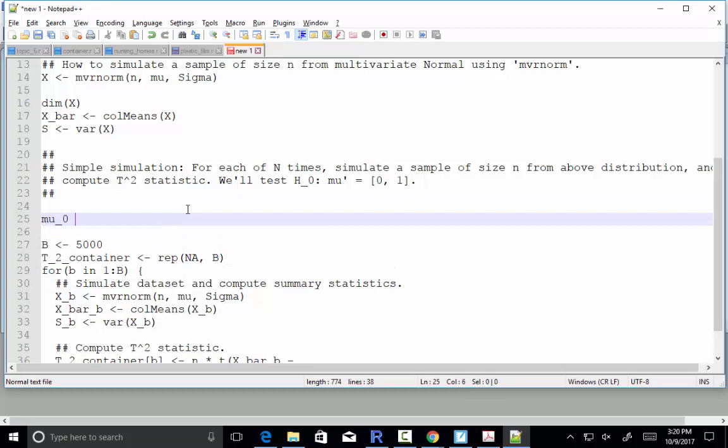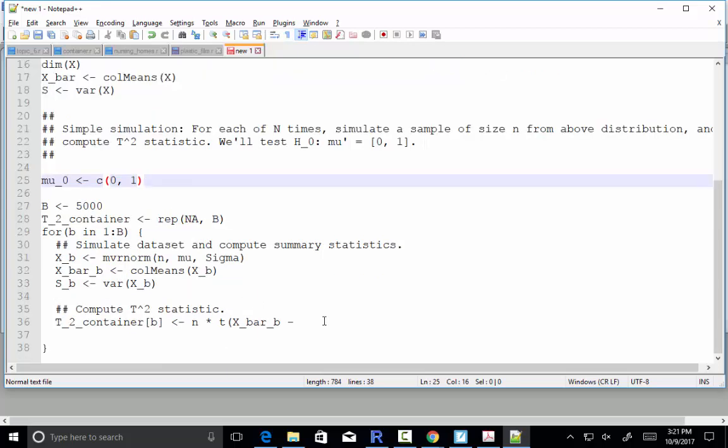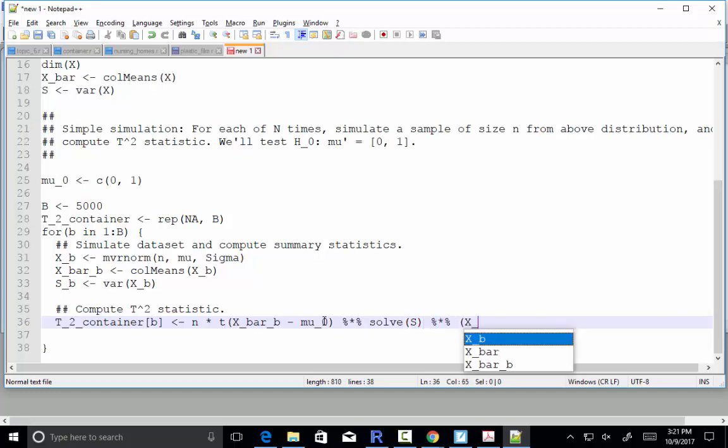mu 0, to indicate the mean under the null hypothesis. The t-squared statistic is x bar minus the null mean, transpose, S inverse, x bar minus the null mean, and there's an n out at the front. So I'll do mu 0, matrix multiply by solve S, and then the difference again.